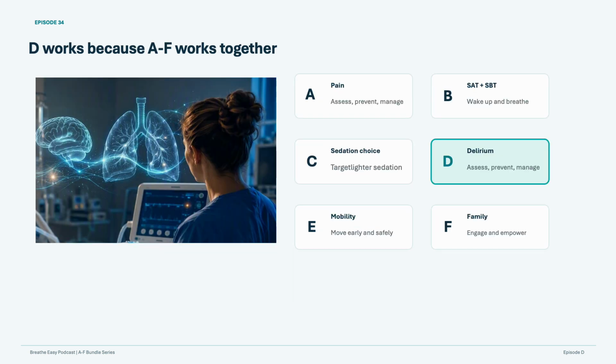The D element does not stand alone. Delirium prevention is strengthened when the full A through F bundle is practiced together. Pain is assessed and managed, SATs and SBTs are coordinated, analgesia and sedation choices support lighter sedation when clinically appropriate, delirium is assessed, prevented, and managed, early mobility moves the patient forward, and family engagement brings orientation, reassurance, and individualized knowledge to the bedside. The bundle creates a shared rhythm for the team.